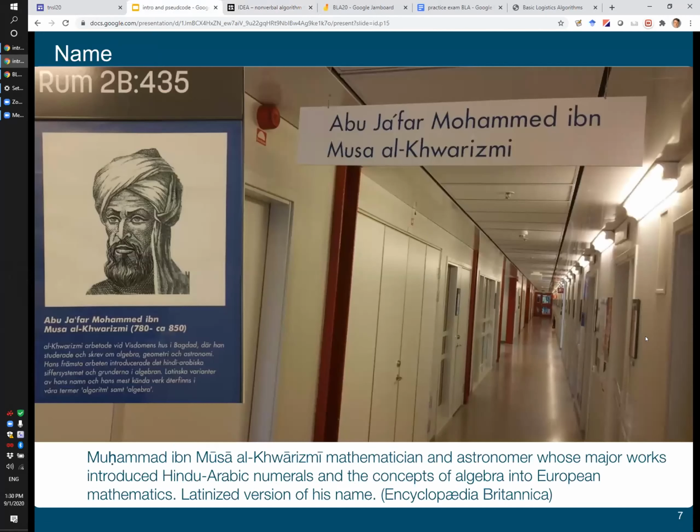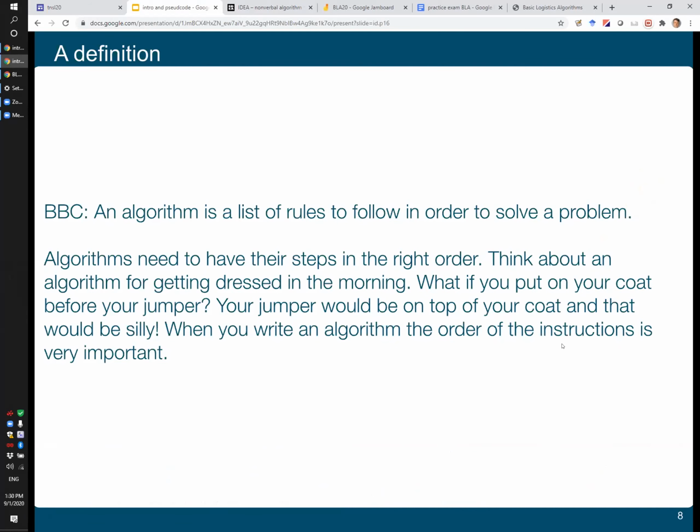The name algorithm derives from the name of Al-Khwarizmi. And here I give a picture of a corridor at Linkoping University, on the Linkoping campus at IDA, the computer science department. They have different corridors devoted to different computer scientists. Well, Al-Khwarizmi was not a computer scientist, probably because there were no computers at the time. And at the time, people were jacks of all trades: mathematician, astronomer, physicist, and what not. Anyway, this is where the name comes from.